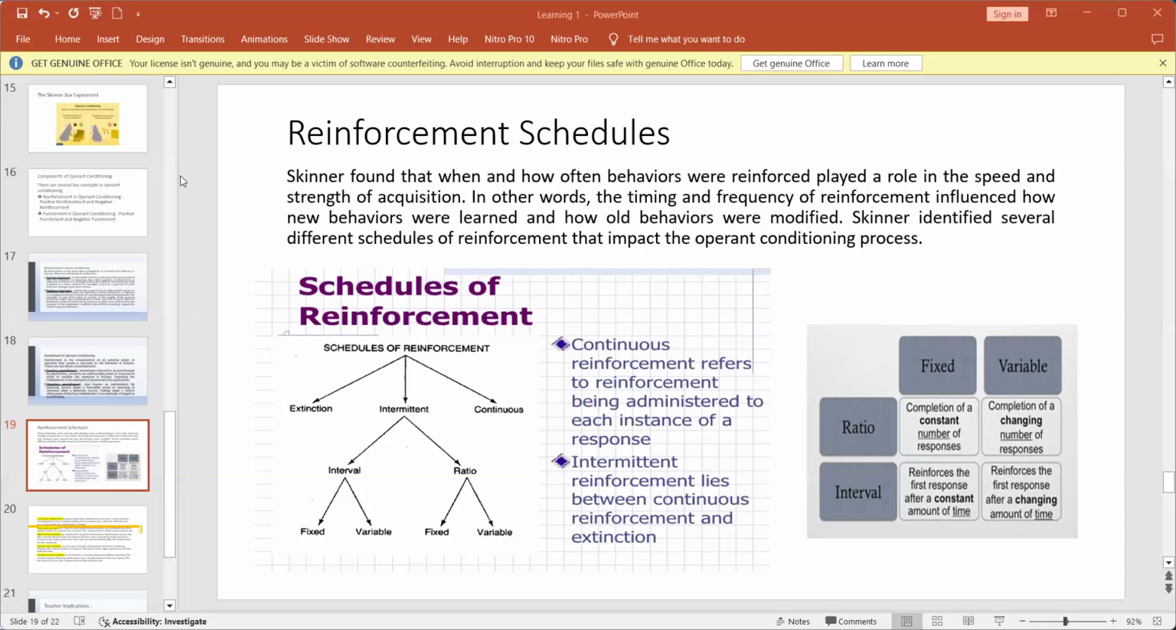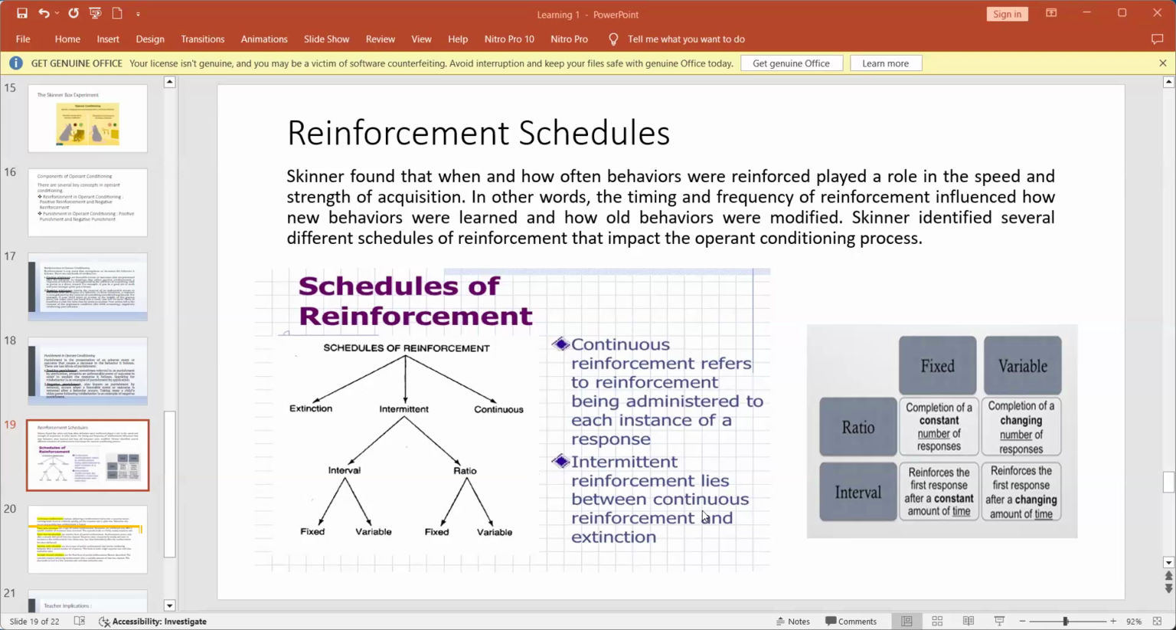According to operant conditioning, there are two main types of reinforcement schedules that you can use. They are the continuous reinforcement schedule, and the intermittent reinforcement schedule. You can use a continuous reinforcement schedule, or you can use an intermittent or partial reinforcement schedule.